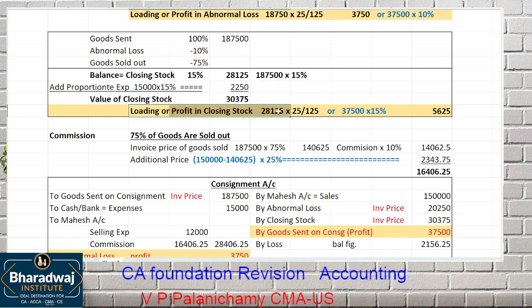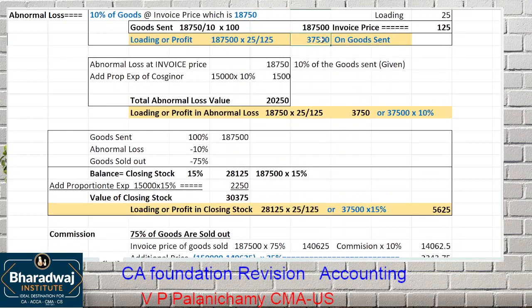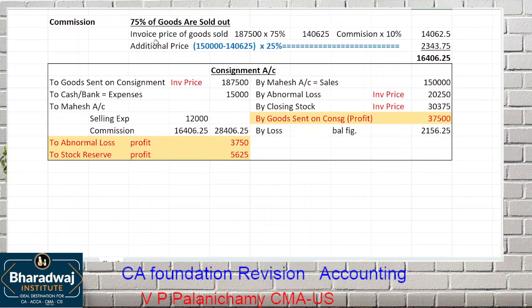Same way, the profit element in closing stock, how to work it out? You take this 28,125 into profit margin, or what is the total profit? 37,500. What proportion is in closing stock? 15%. You get 5,625. Then commission: 75% of goods are sold out. So invoice price of the goods sold is total value of the goods sent into 75%. For that, 10%. And for the price above that, what percentage? 25%. This is the total commission.